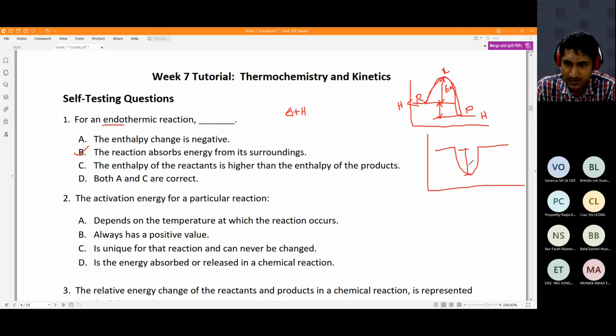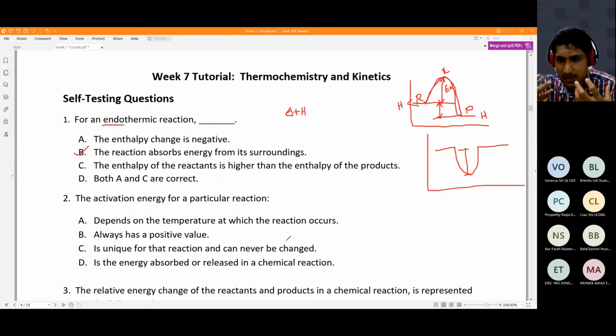So can it go to that? Can it follow this path? No, it cannot follow the negative. It cannot have a negative energy. A negative activation energy means what? That even before you bring the reactants together, the reaction is occurring.